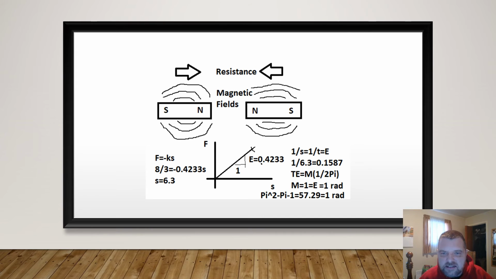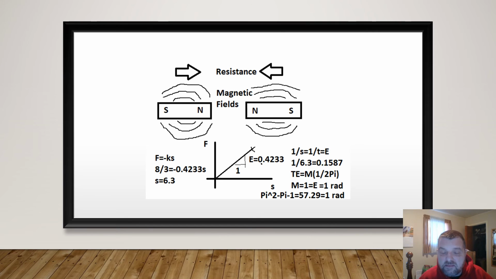1 over S equals 1 over T equals E. Energy is 1 over time. Space and time are equal, so 1 over S is equal to 1 over 6.3, which is 0.1587. And that number crops up a lot, 0.1587. It's 1 over 2 pi. So the total energy we know is equal to the mass times 1 over 2 pi. And the mass is equal to 1, which is equal to energy. Mass and energy are equal. Energy is equal to 1.